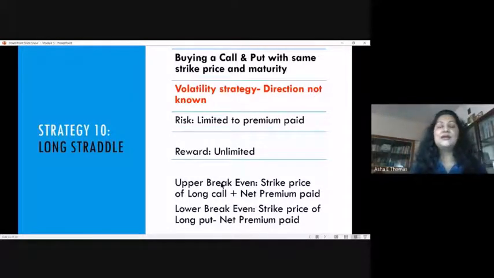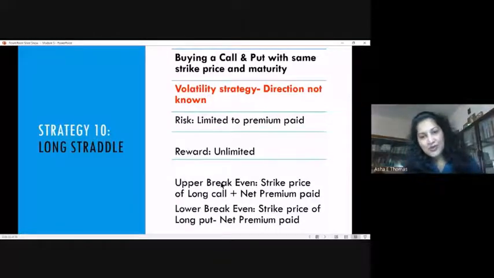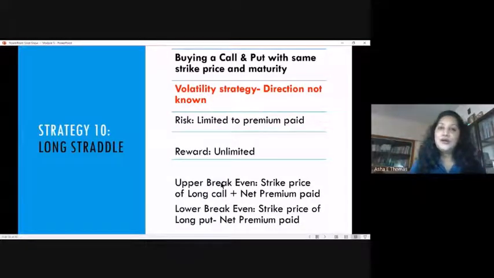A long straddle is a condition where you know that the market is swinging, that there is volatility, but you don't know where it will settle, whether at an upper mode or at a lower mode. You're not sure about the direction of the swings in the market. In that case, you will go with a very conservative position, though it is expensive. When you buy a call, you have to pay. When you buy a put, you have to pay.